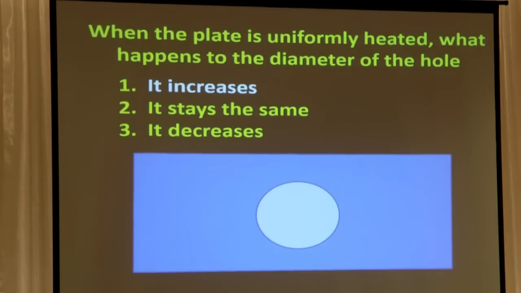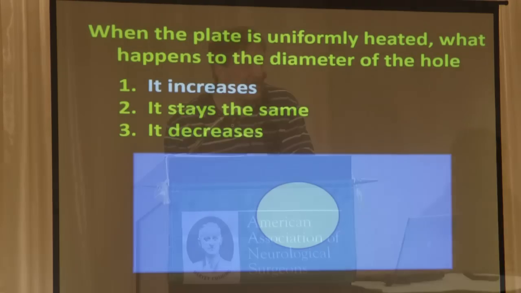Stay the same? Decrease? Like 100% said decrease? It actually increases, right? You want me to convince you? What would happen, for example, if you have the sheet of metal and just the circle, but you don't cut it out, right? Imagine that and heat it up, you would see how that would enlarge.